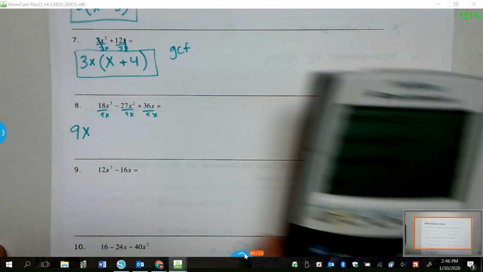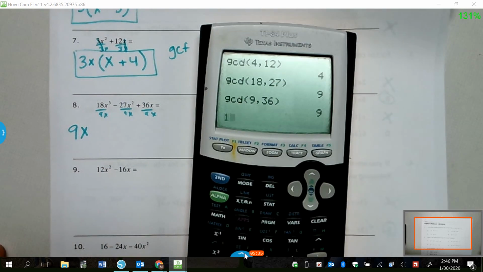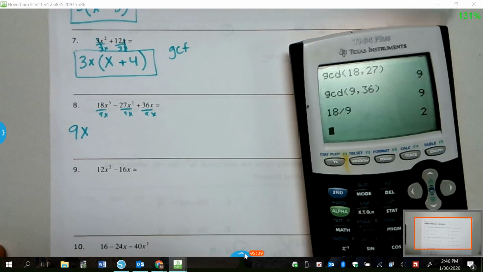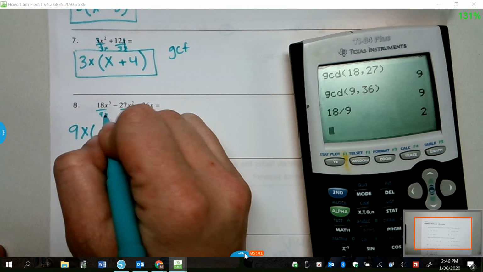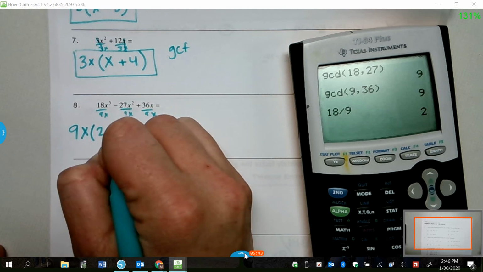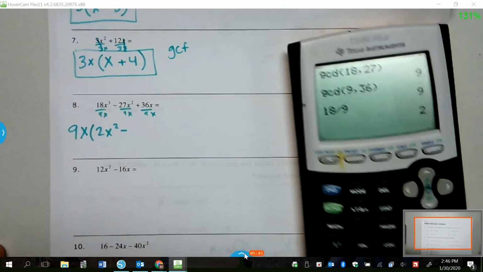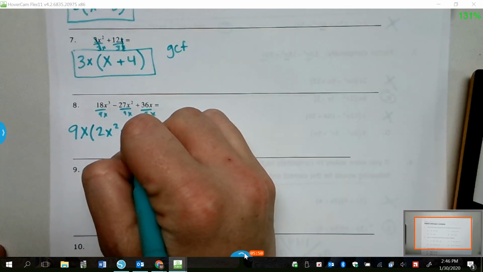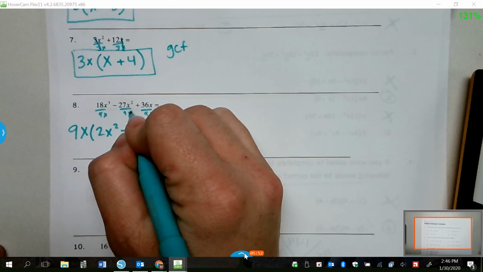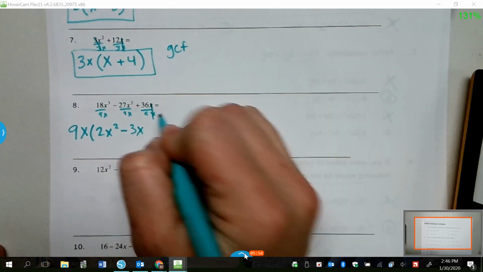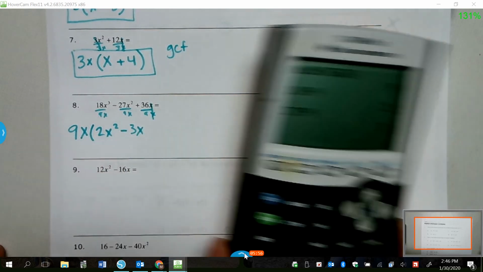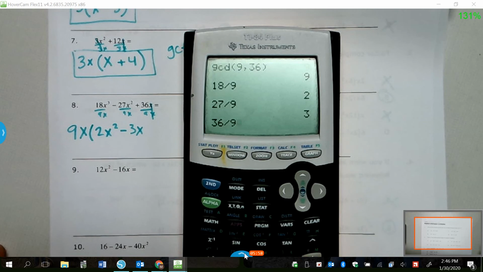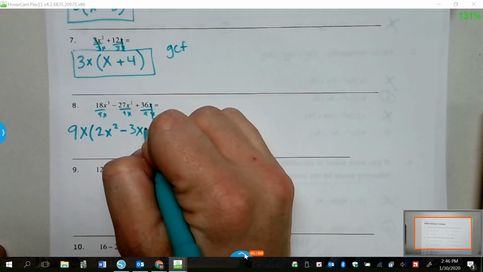Okay, so again, if we don't know, 18 divided by 9, do it in your calculator, y'all. So that gives me 2. And if I had x cubed and I took one out, I have an x squared left. Minus 27 divided by 9 is 3. If you had x squared and you took one out, you only have 1 left. Here the x's cancel. 36 divided by 9 is 4. And that's plus, so plus 4.